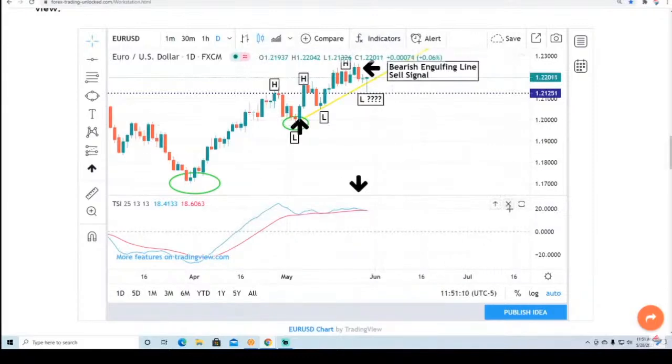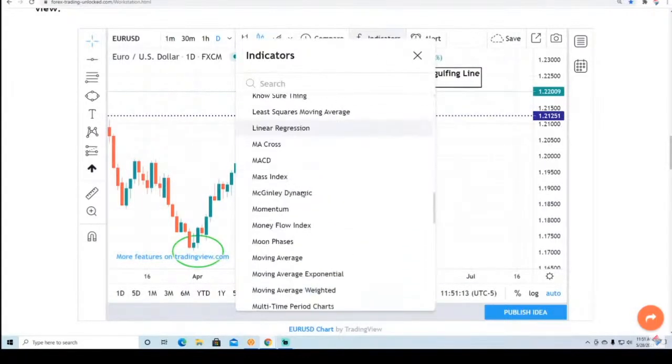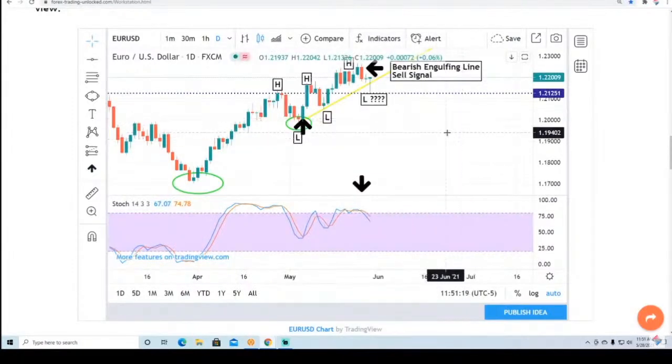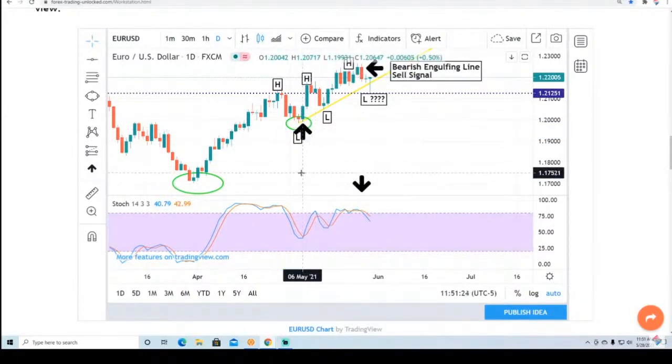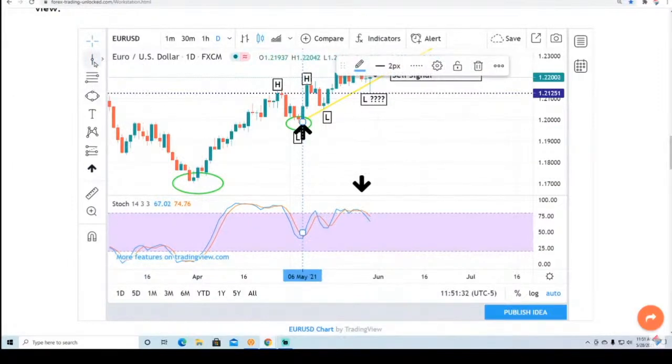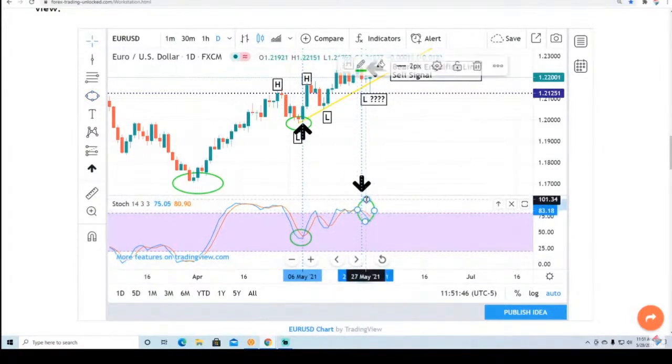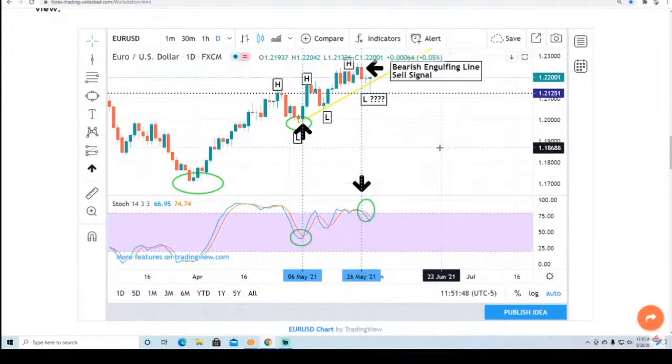Oops, that's the wrong one. We want the stochastic without the RSI. The stochastic, there we go. Okay, so see how we have the bullish engulfing line buy signal right there. Look at where it lines up right there with this cross. So once again, when you have these crossings, this is how you knew which one to trade. We had our high probability Japanese candlestick pattern that came in and told us to do so.